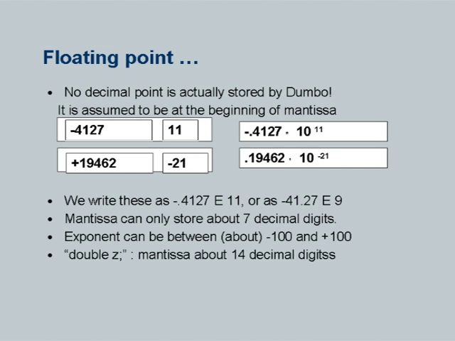As far as Dumbo is concerned, the first value is always taken to mean 0.4127 multiplied by 10 raised to 11. Notice that 11 is the exponent, and 0.4127 is taken to be the mantissa, where the value of the mantissa is stored as an integer 4127. Of course, this is a negative number. So this number is minus 0.4127 into 10 raised to power 11. This number, which has an integer part m as 19,462 and exponent part as minus 21, is interpreted by Dumbo always to mean the value 0.19462 multiplied by 10 raised to minus 20.